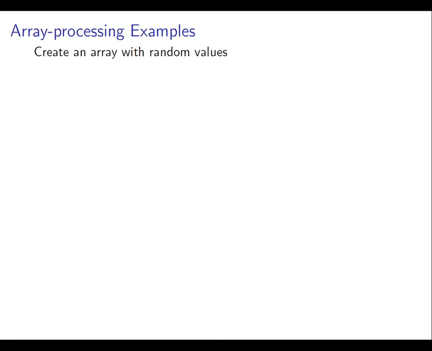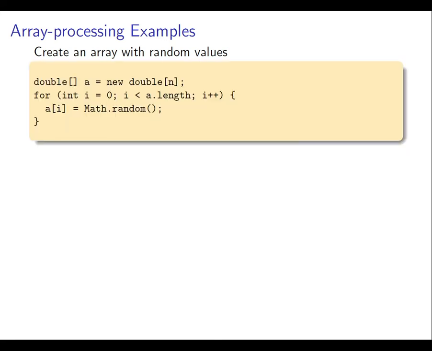Some more examples. We can create an array using random values. I'm not sure that we've seen the Math.random method before. I think that's the only actual new thing here.